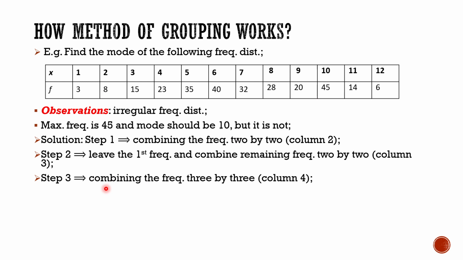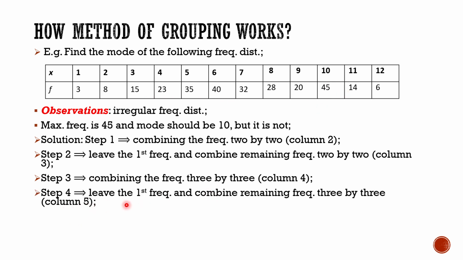In step 3, we combine the frequencies 3 by 3. As we did for 2 by 2, we do it 3 by 3, and the outcome will be in column 4. We add the corresponding frequencies of x equal to 1, 2, and 3. So 3 plus 8 plus 15, 23 plus 35 plus 40, and so on. In step 4, we leave the first frequency and do the same thing with the remaining frequencies 3 by 3, and we get it in column 5.